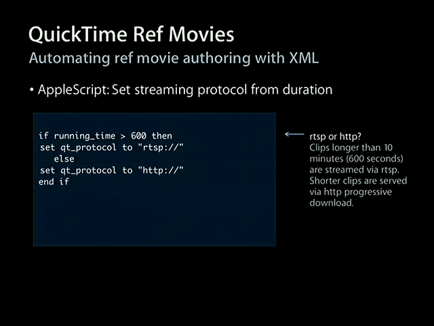When the script is running, it's building reference movies. This is just a snippet of how we're selecting different protocols for different lengths of videos. We'd like to do progressive download, but it doesn't work well with long files, and being a corporation, we are able to produce amazingly long videos, and you don't want them progressively downloaded. So this little clip here is just saying that if the clip is less than 10 minutes, it's going to be progressively downloaded. It'll have its protocol set to HTTP. If it's longer than 10 minutes, its protocol is being set to RTSP.